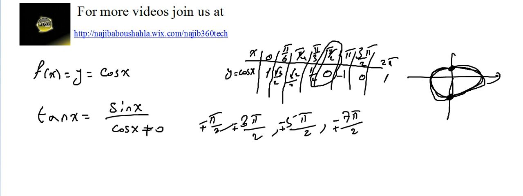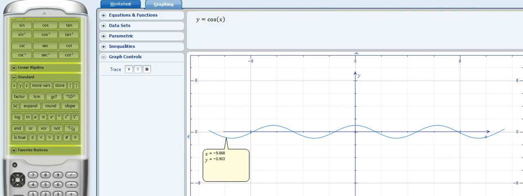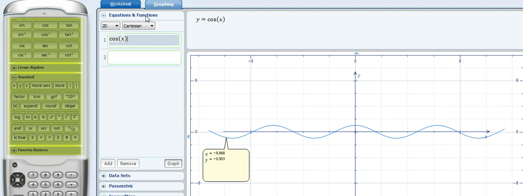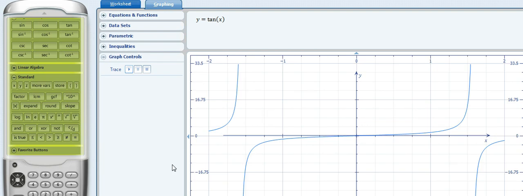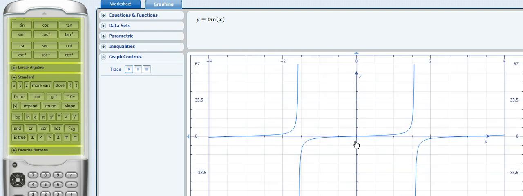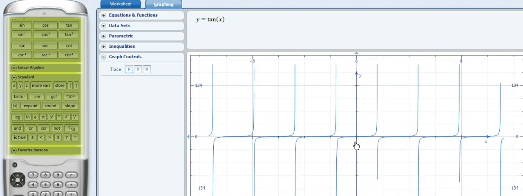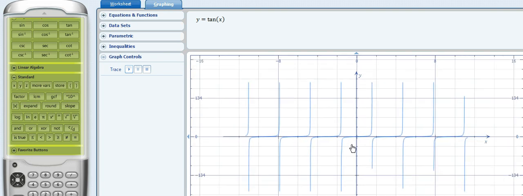Let's go to the graph and see. Let's ask it to graph tangent x. Let me show you what I mean exactly. This is the graph of tangent x.